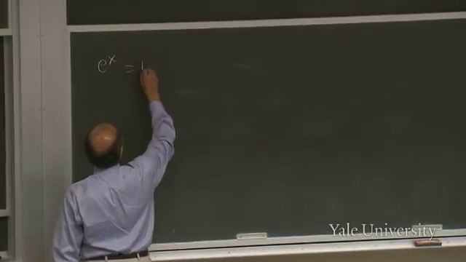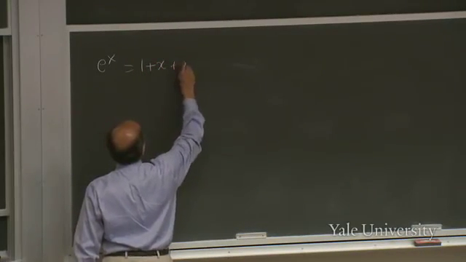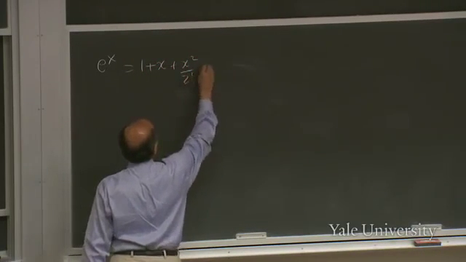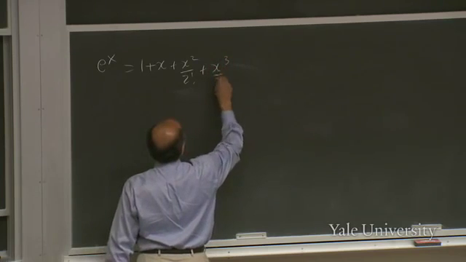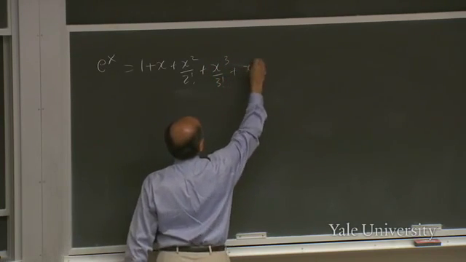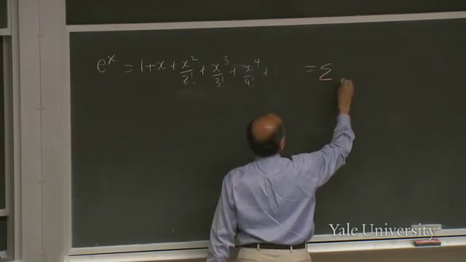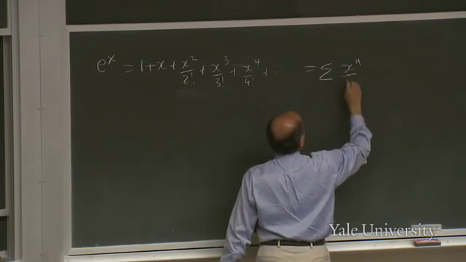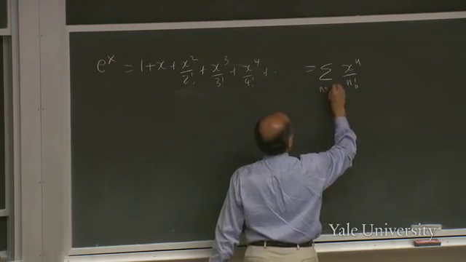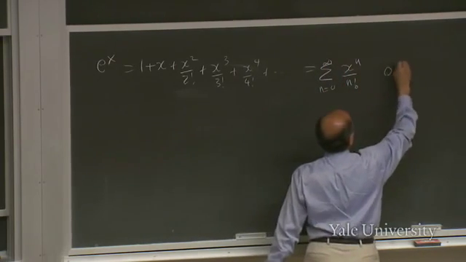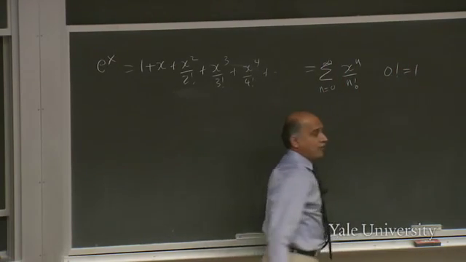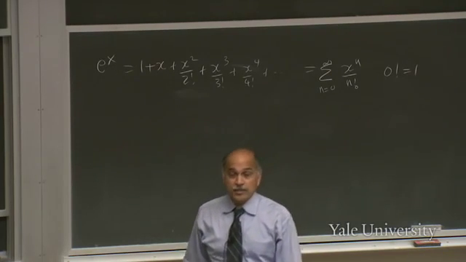Then the function is very easy to write down. It is really 1 + x + x²/2! + x³/3! + x⁴/4!. You can go on like this, and if you like to use a compact notation, it is the sum of x^n/n!, going from 0 to infinity, where 0 factorial is defined to be 1. That's e^x.